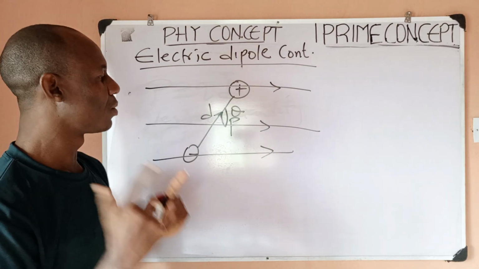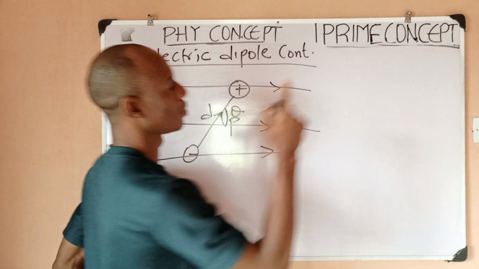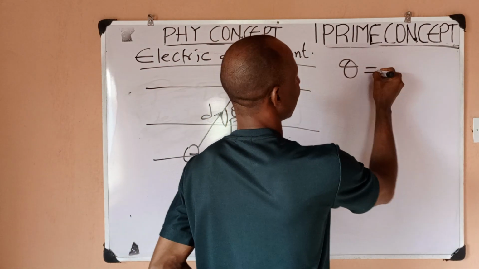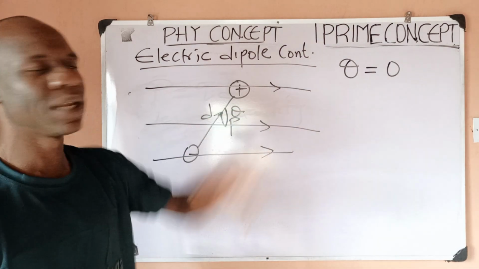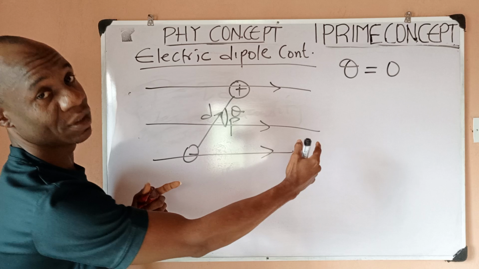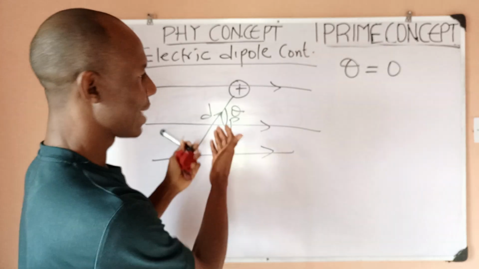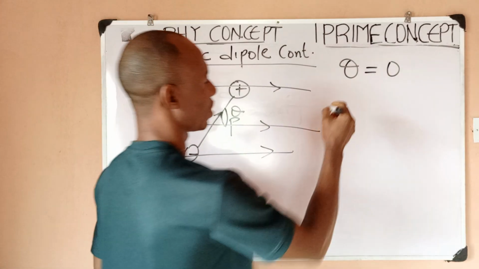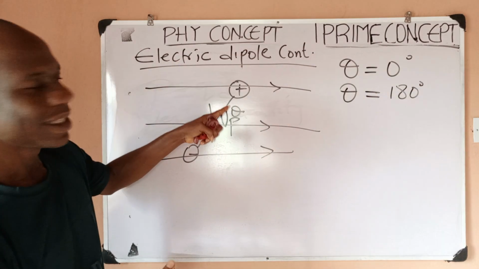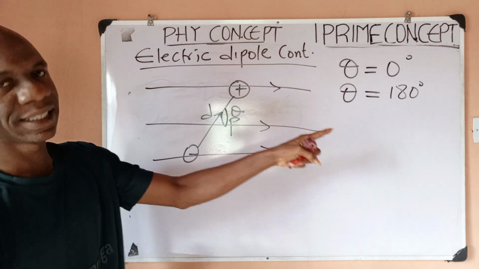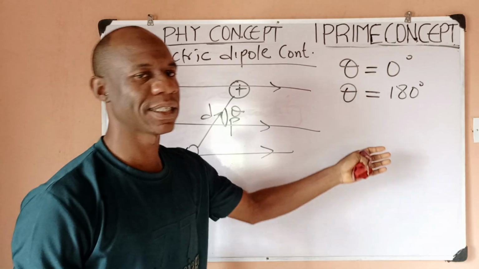A dipole attains a stable equilibrium position when the angle theta is equal to 0, because it becomes parallel to the electric field. It attains an unstable equilibrium position when the angle theta is equal to 180 degrees. That is to say, the dipole is anti-parallel to the electric field: the electric field is pointing forward, the dipole is pointing backward. These points are worthy of note.